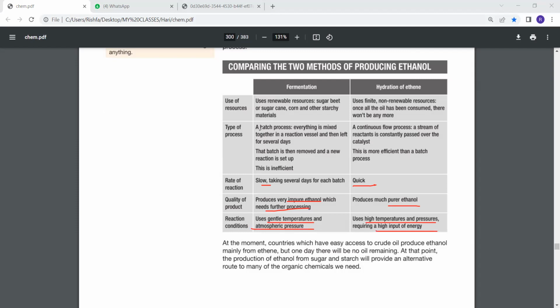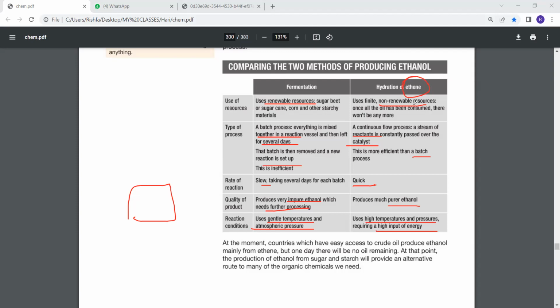The type of process: fermentation is a batch process. Everything is mixed together and left for several days. The batch is removed and a new one is set up, so it is inefficient. Once we supply the glucose, again we remove it batch-wise. Here, hydration is a continuous flow process. Reactants are constantly passed over the catalyst, so it is more efficient. It's not a batch process. Use of resources: fermentation uses a renewable resource, but hydration uses a non-renewable resource because we use ethene, which is non-renewable.